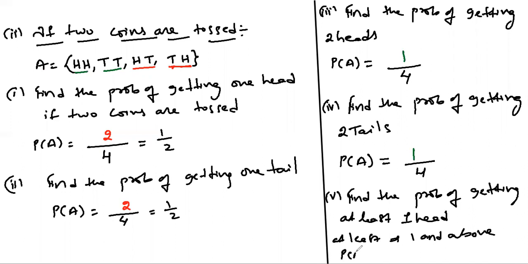So P of A is equal to, total is 4. At least one means one should be compulsory. So we are going with one head, right? So then this will be 1, 2. Here also 1 is there. So 3 out of 4.